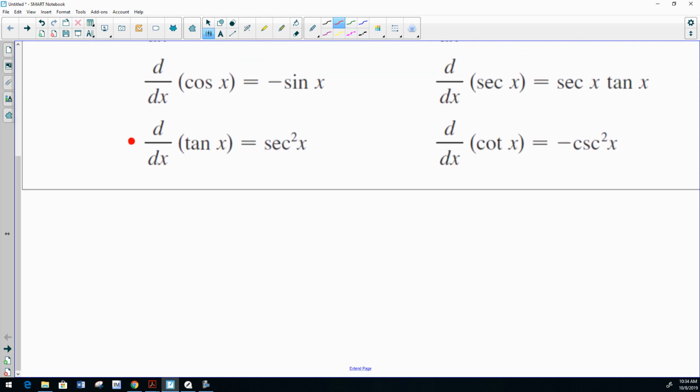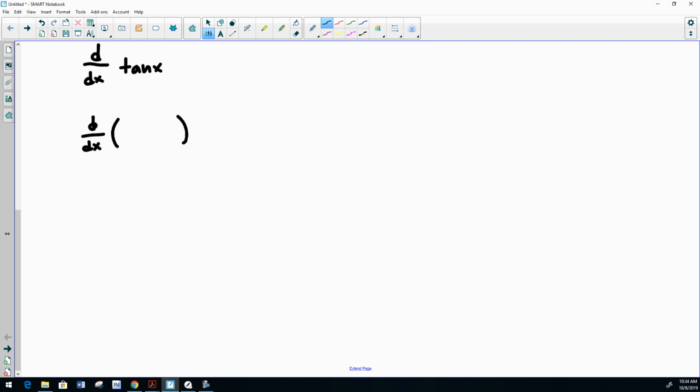So the derivative of tangent, and somehow we have to get secant squared. What's another way of writing tangent? Sine over cosine. Well, that's a quotient, right? Do you guys still remember the quotient rule? Low d high minus high d low over low squared. Quickly do it, and perform that. Low d high minus high d low over low squared.